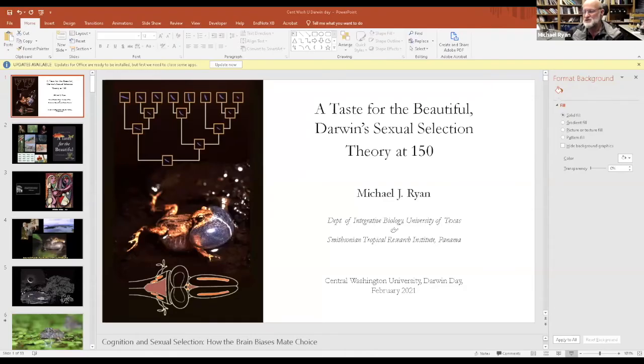This is Darwin's Day, an anniversary of Darwin's birthday, but it's also the 150th anniversary of Darwin's second great book, The Descent of Man and Selection in Relation to Sex. And this book was very controversial for two reasons. One, because of Darwin's views of human evolution. And there's an interesting tie with he and Lincoln sharing the same birthday.